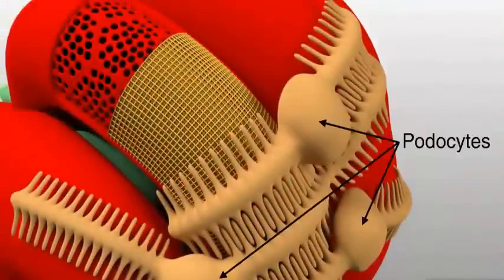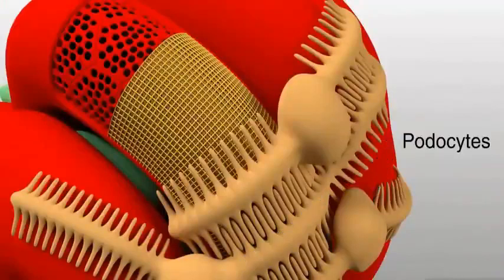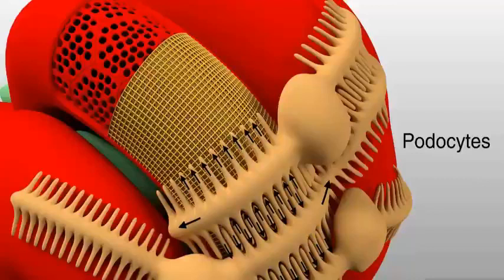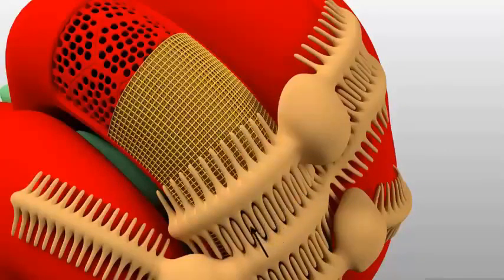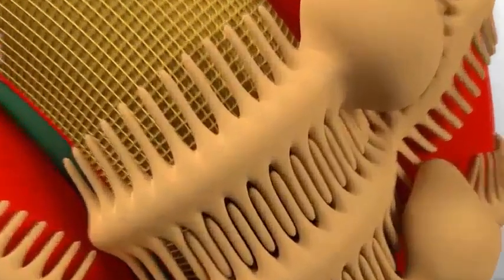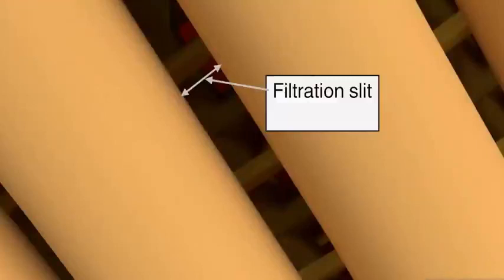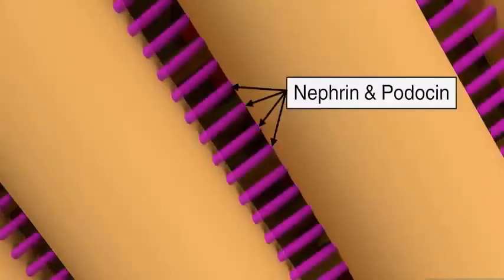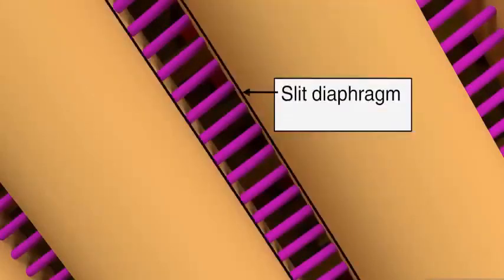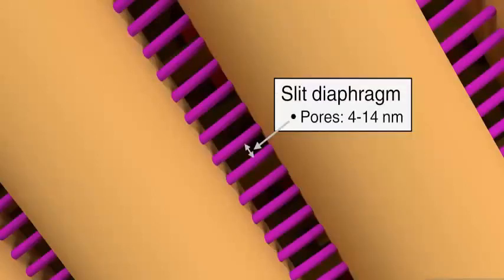It is made up of cells called podocytes. They are named podocytes because they have foot processes extending from cell bodies. Foot processes of adjacent podocytes interdigitate with each other and form the filtration barrier. The gap between two foot processes is called filtration slit. This slit is approximately 25 nanometers wide. It has membrane-bound proteins like nephrin and podocin. They make a thin membrane called slit diaphragm. Pores in this slit diaphragm range from 4 to 14 nanometers.